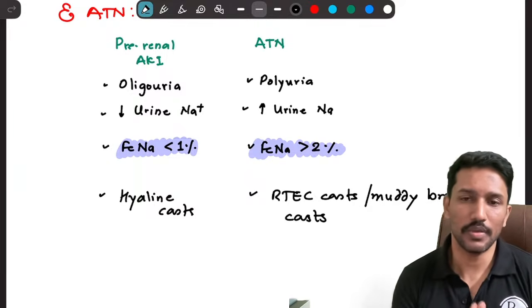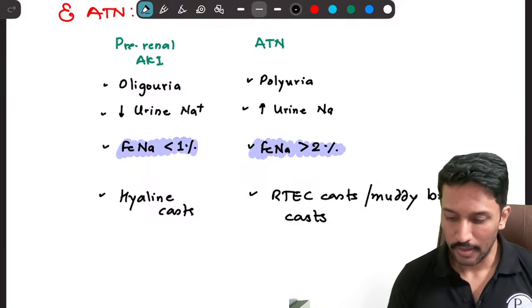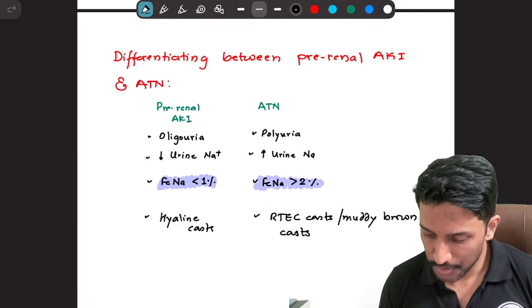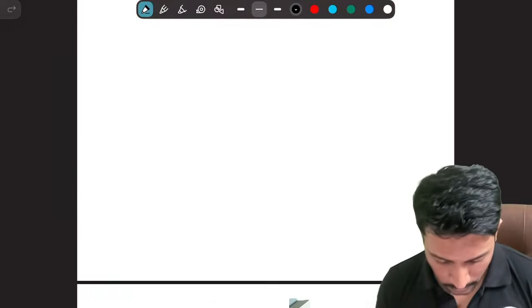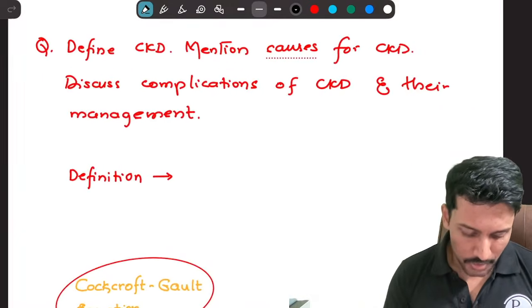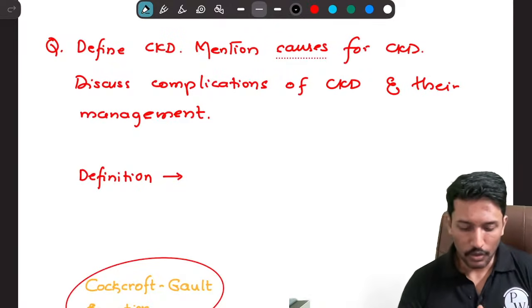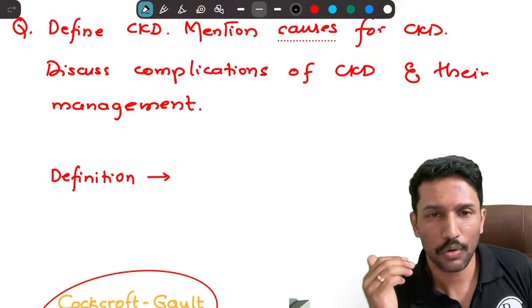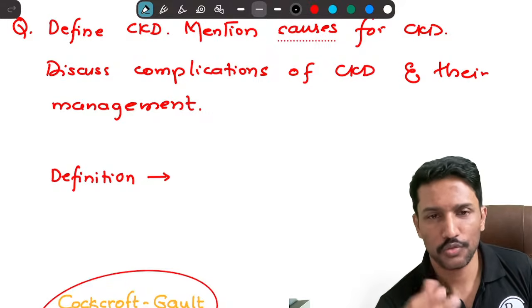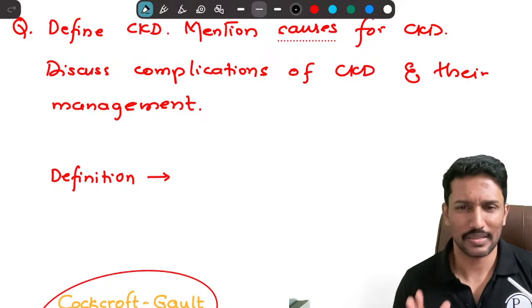Okay, so that's about our acute kidney injury. Now let's progress to the next question. The next question is going to be CKD. One of the questions they might ask is: define CKD, mention the causes for CKD, and discuss the complications of CKD and their management. It's a common standard template.